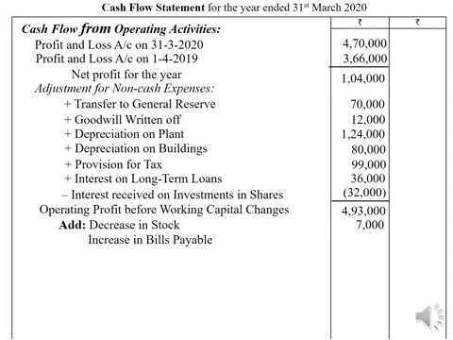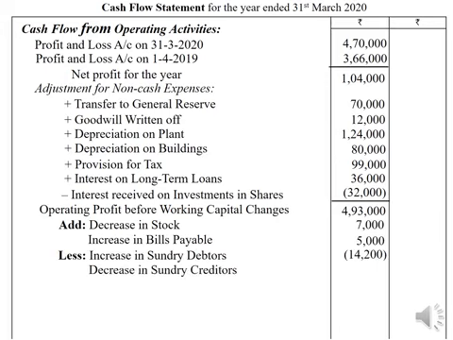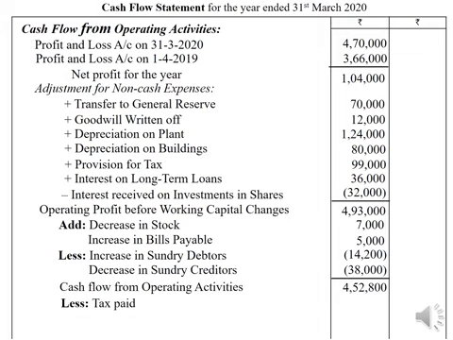Add items, decrease in stock rupees 7,000, increase in bills receivables rupees 5,000. Then less items, increase in sundry debtors rupees 14,200 minus figure, decrease in sundry creditors rupees 38,000 minus figure. The balance will be 4,52,800. This is called as cash flow from operating activities.